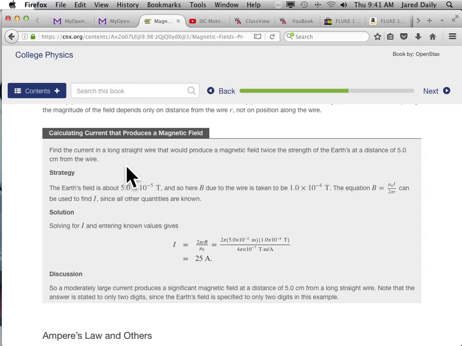Actually, that's not what we're doing. What we're doing here is we want to create a magnetic field that is twice the strength of the Earth's magnetic field at a distance 5 centimeters from the wire, and we want to know how much current we have to put through it to do that.